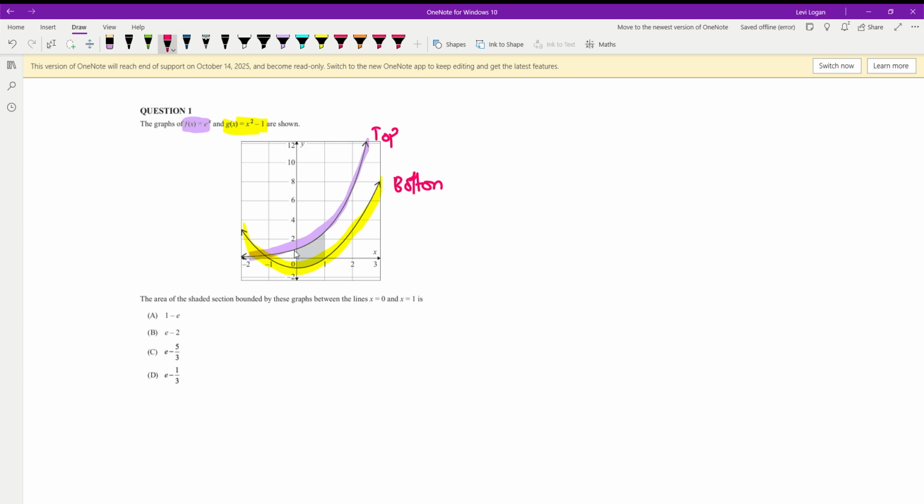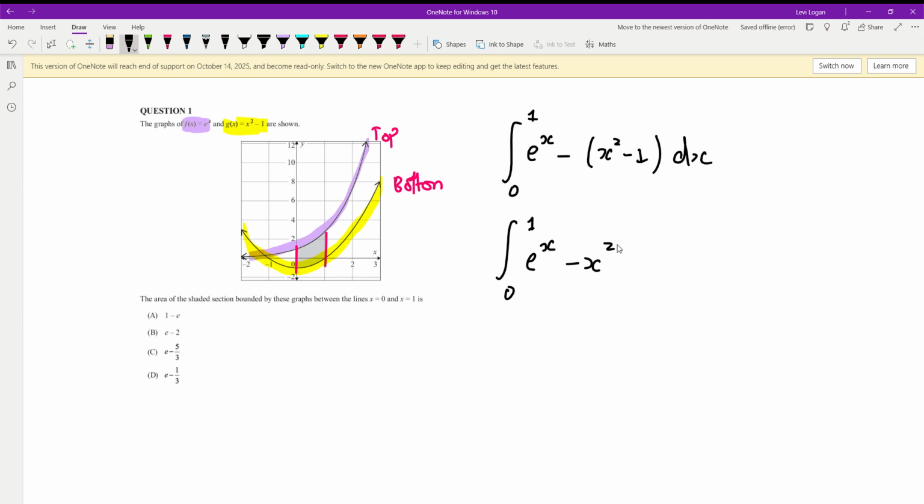Therefore, if I'm trying to find the area between these regions, I'm going to set up the integral. My lower bound is x = 0. My upper bound is x = 1. So this area here is going to be the top function, which is e^x, subtract the bottom function, which is x² - 1. Don't forget to put a negative around the entire thing there, okay? Now before we do anything, we have to expand that negative just to make it easier. Remember, this is tech free, okay? So if I multiply it out, you'll get e^x - x² + 1 dx.